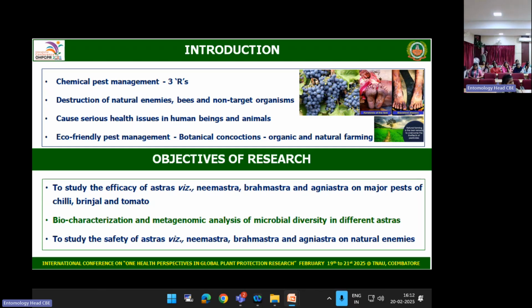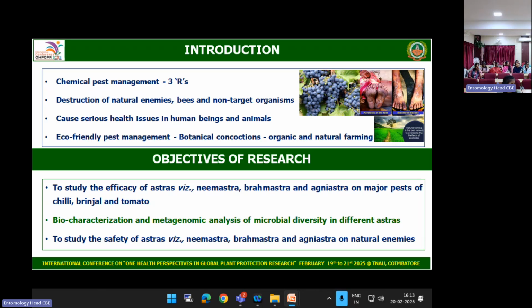So the best alternative is eco-friendly pest management, and the state government as well as the central government are promoting organic farming and natural farming, in which we promote farm made concoctions, especially in natural farming. We promote IPM, and for foliar spray we use these farm made concoctions. They are nothing but the astras. We are going to talk about those astras.